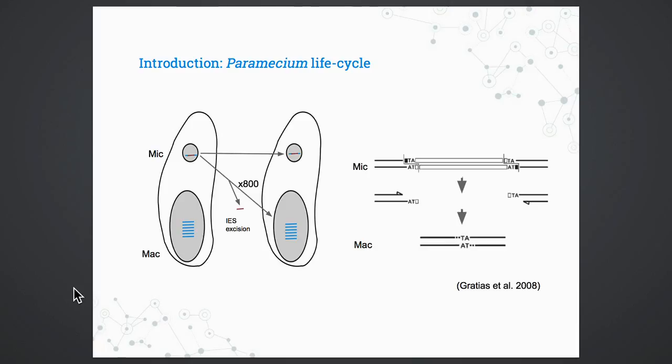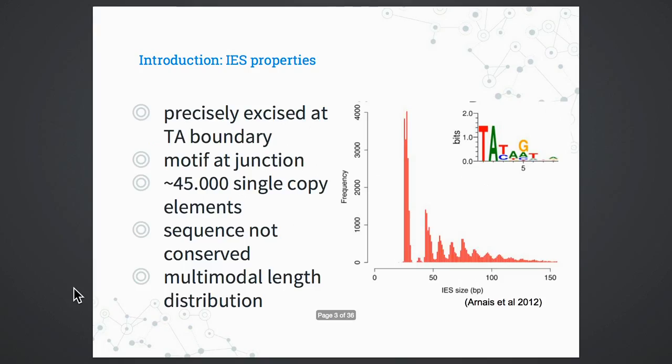So these are the IESs, which we find in tens of thousands of copies throughout the genome, breaking genes. But the cell is able to precisely excise them at a TA boundary with a weak motif. These sequences are unique. They're not very similar to each other, so perhaps they evolve very fast.